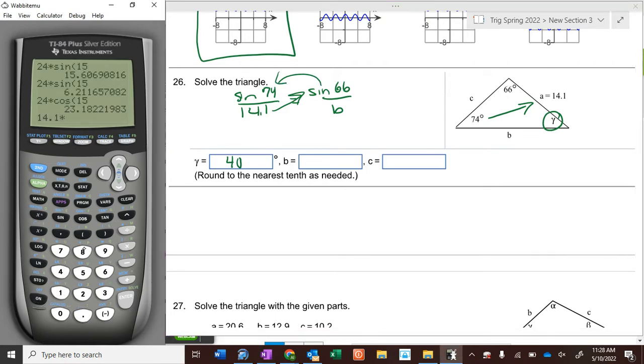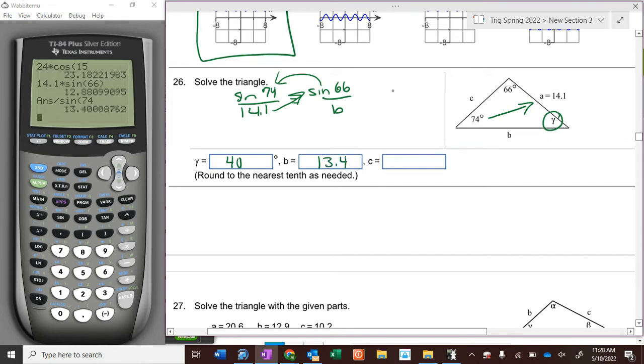14.1 times the sine of 66, divided by the sine of 74, press equals. And you get 13.4.